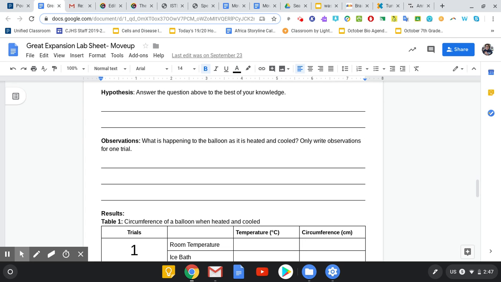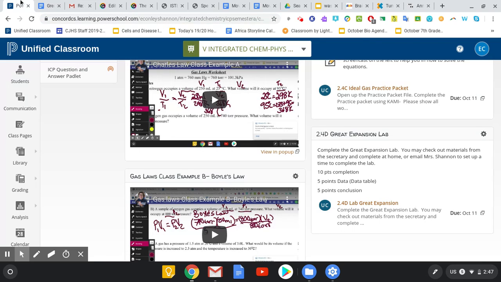I do have the students, if they're with this particular lab, sign off for it by a parent, so that the parent knew that the student was following safety procedures. As always, with any lab, they have the option of doing it with me in class. So they can either check out the materials from the secretary and complete at home, or they email Mrs. Shannon to set up a time to complete the lab.